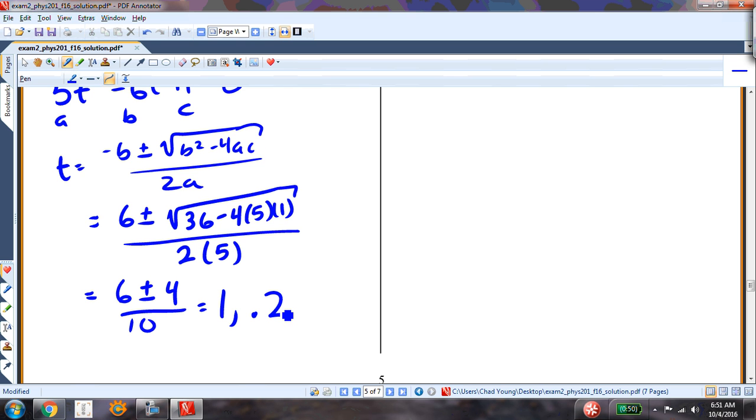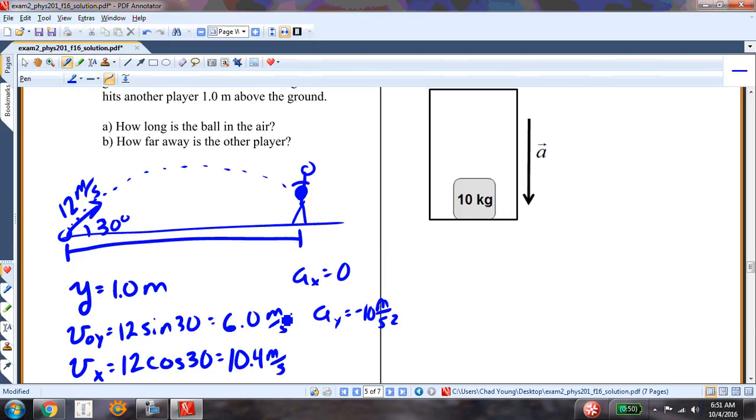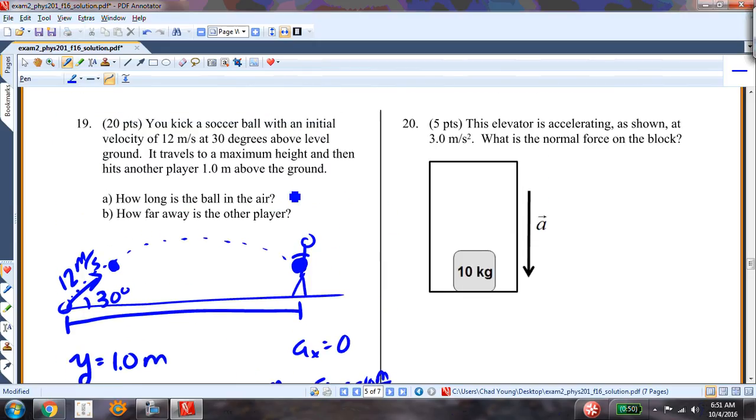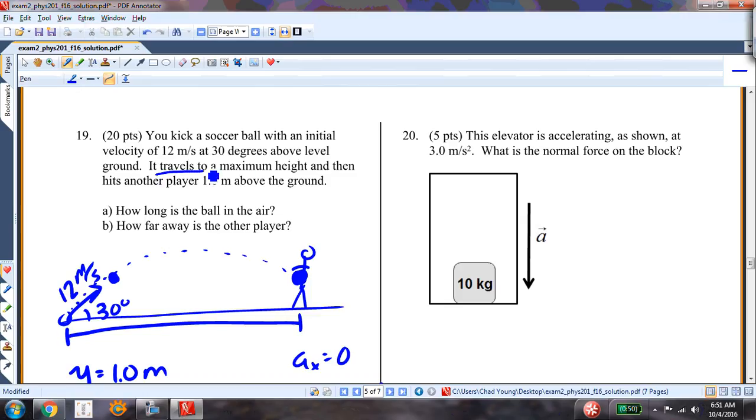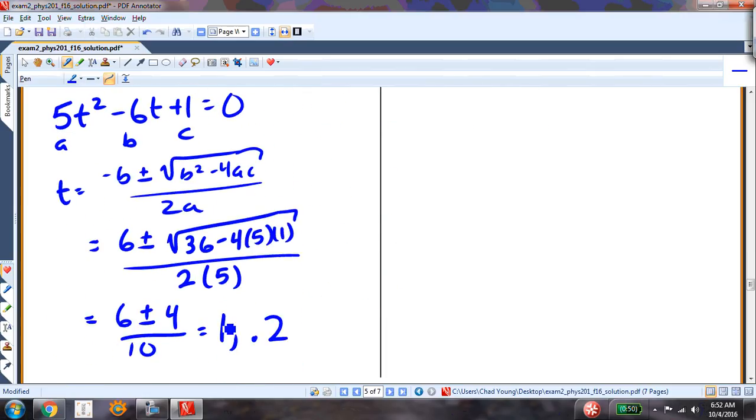Now we need to figure out which of these times we use. Well, there are 2 points where it is at 1 meter. There is the point right here and the point right here. And notice that it says it travels to a maximum height and then hits another player 1 meter above the ground. Now the player could be right here if it weren't for it traveling to that maximum height. So this is our time. It's at a time equal to 1 second. So that's part of the problem, finding this time of 1 second.